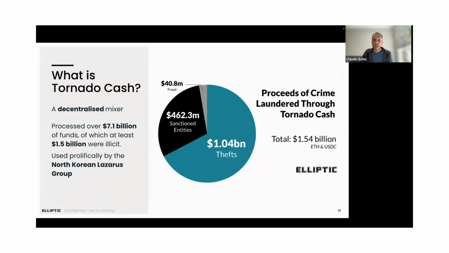If we break down the illicit incoming to Tornado Cash, we see that the majority belongs to thefts, over $1 billion, but also a big chunk from sanctioned entities, and the remaining from fraud.